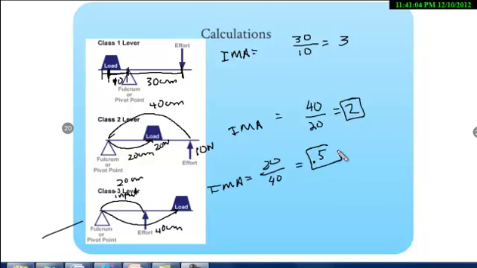So in order to lift a 20 newton block out here, I would actually have to apply 20 times 2, which is 40 newtons of force in here. So here's one more useful equation that we can use. The input force times the mechanical advantage equals your output force.